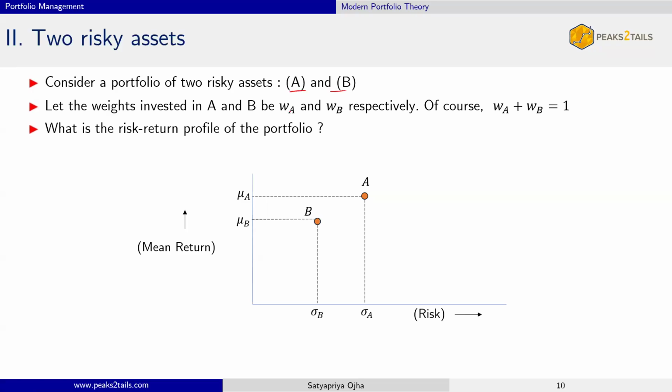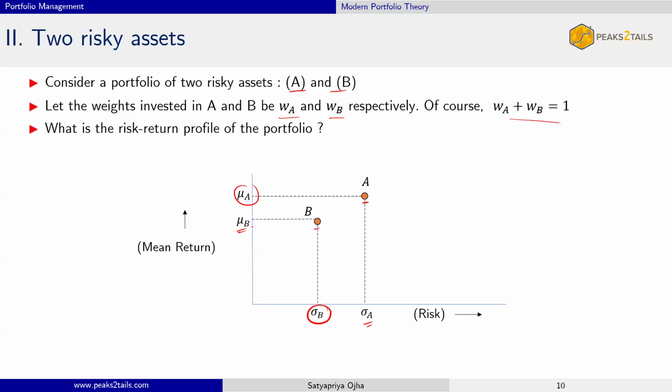The weights invested in asset A and asset B are WA and WB. Obviously, WA plus WB equals 1. And in the risk-return spectrum, this is how they look. A has a little higher risk, so a higher mean return, and B has a little lower risk, so a little lower mean return.